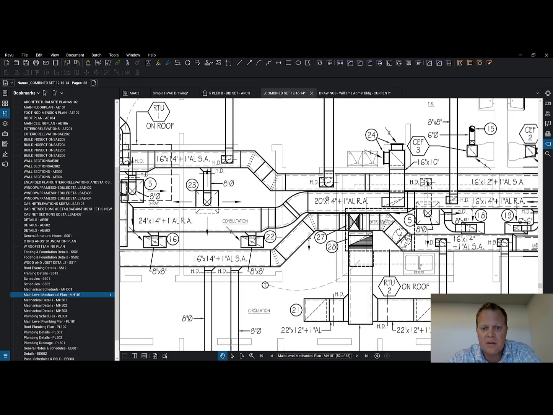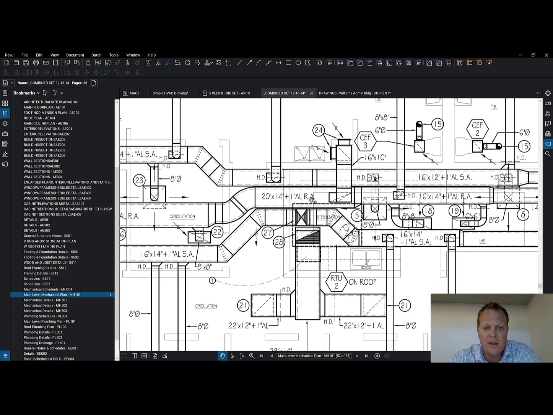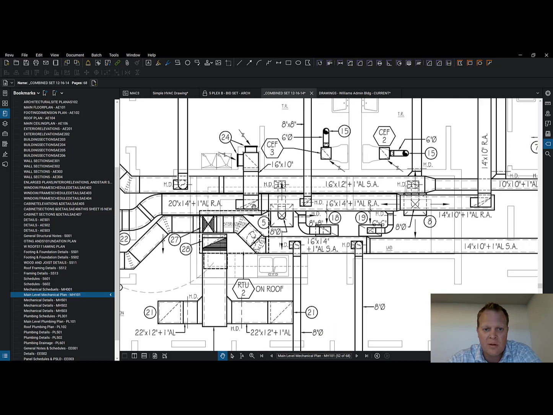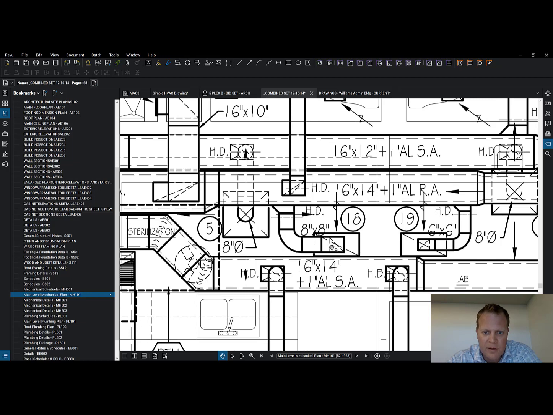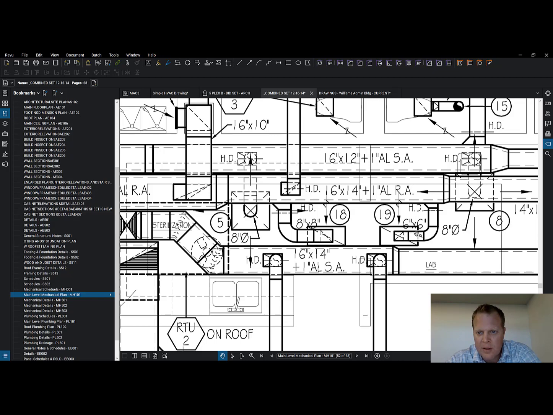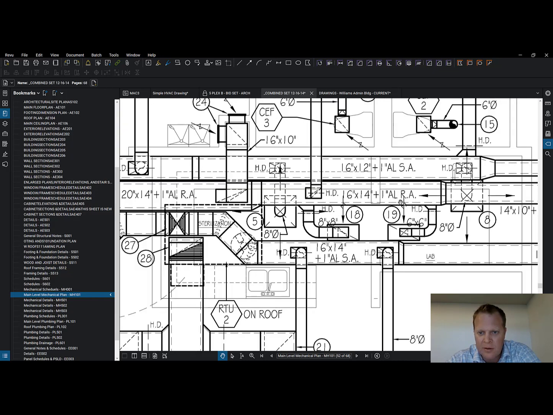We got this 20 by 14 return air. We got a return air coming in here, here, back to there. This is also return air duct. Look, we've got a return air duct right here, into there. We've got this return air right here, into there. Got this return air into here as well.